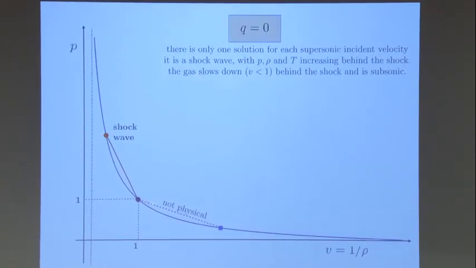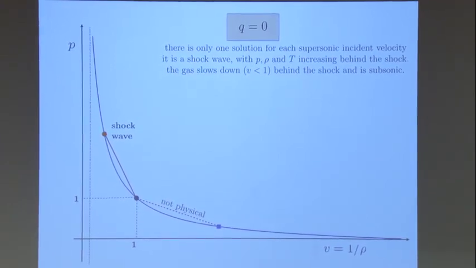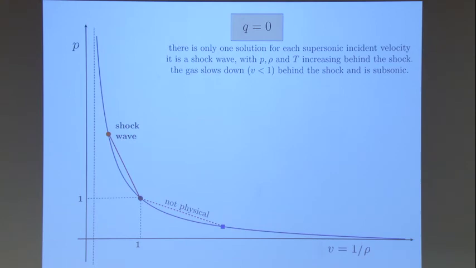There is, of course, another mathematical solution which corresponds to this square blue region here, but that would correspond to a rarefaction wave, a wave where the density decreases rather than increases. But this is physically not possible. It just violates the second law of thermodynamics, and therefore that solution is not acceptable in a pure gas dynamic situation, okay?